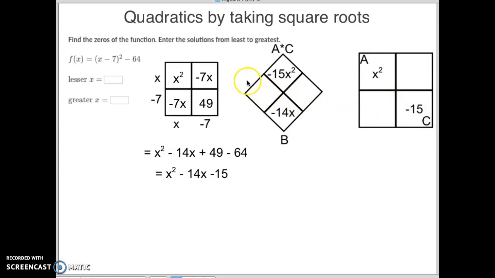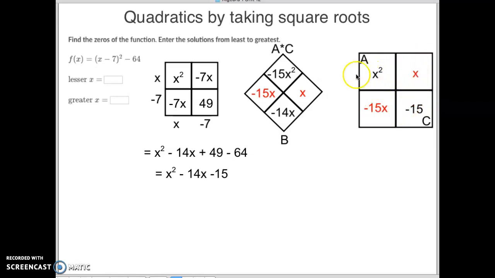And now I've got to figure out what two numbers multiply to negative 15x squared but add up to negative 14x. And as you think about that for a while, you might come up with, oh, negative 15x times x is negative 15x squared, and negative 15x plus a positive x is negative 14x. We then take these two terms and transfer them over into these two boxes. Doesn't matter which box they go into. And then we factor these again.